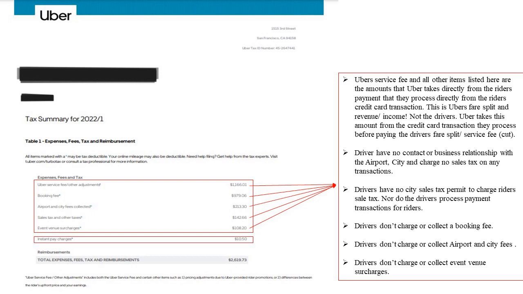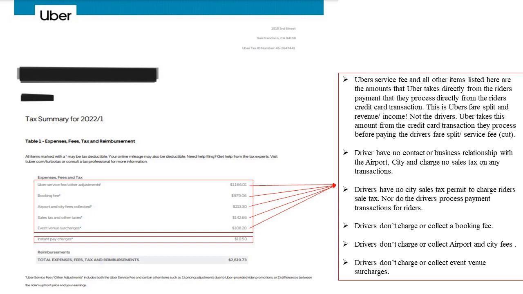Now, let's understand, Uber's service fee and all other items listed here are the amounts that Uber takes directly from the rider's payment that they process directly from the rider's credit card transaction. This is Uber's fair split and revenue or income, not the driver's. Uber takes this amount from the credit card transaction they process before paying the driver's fair split or service fee, otherwise known as the driver's cut.